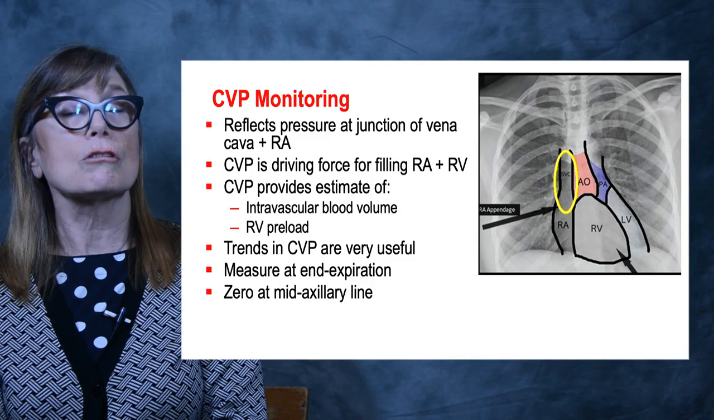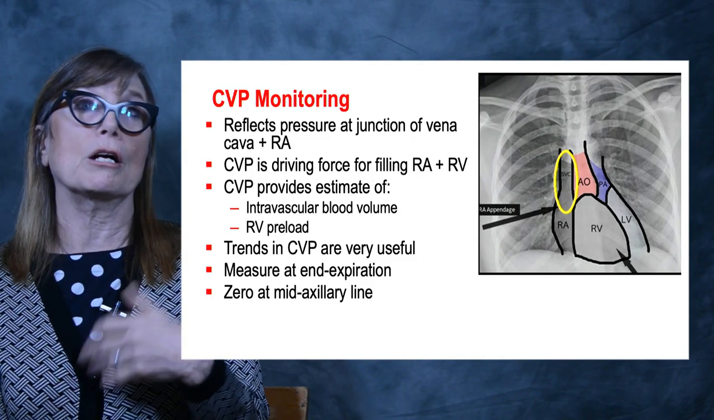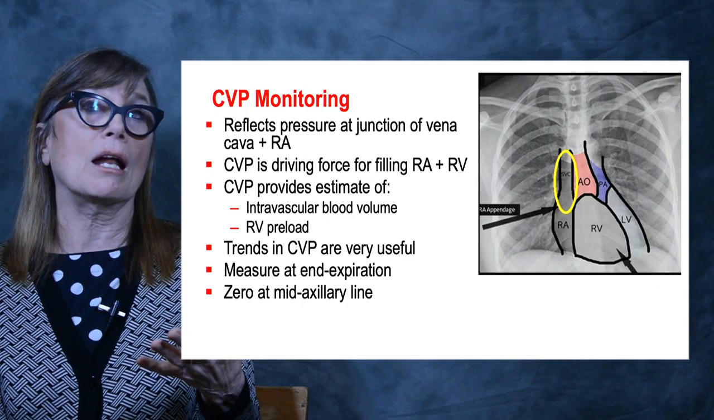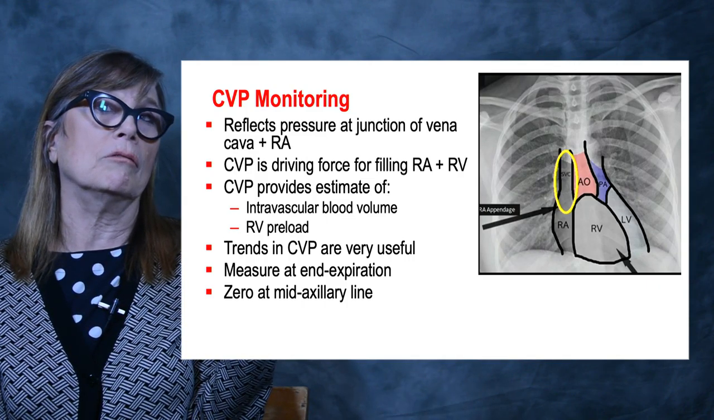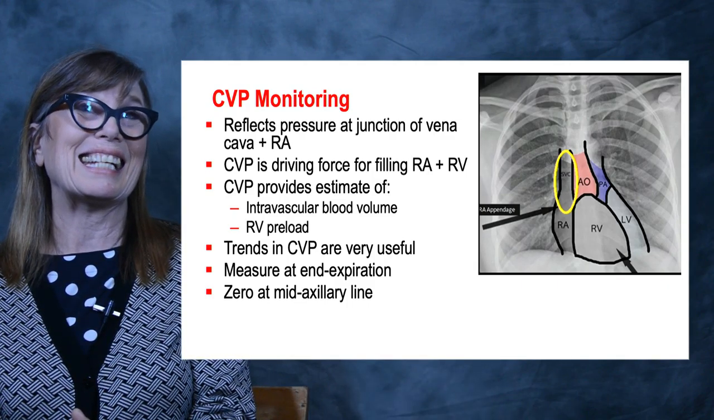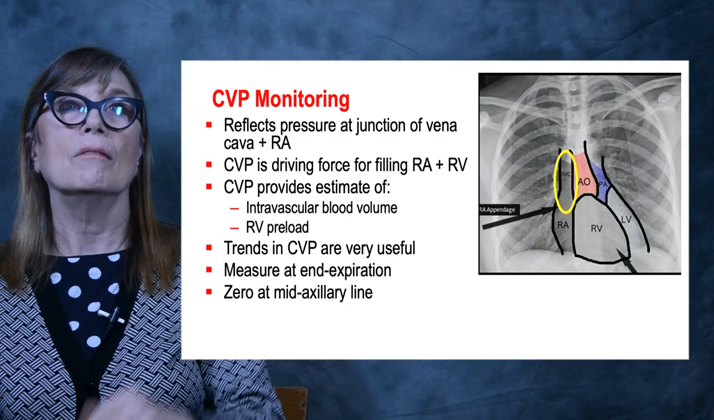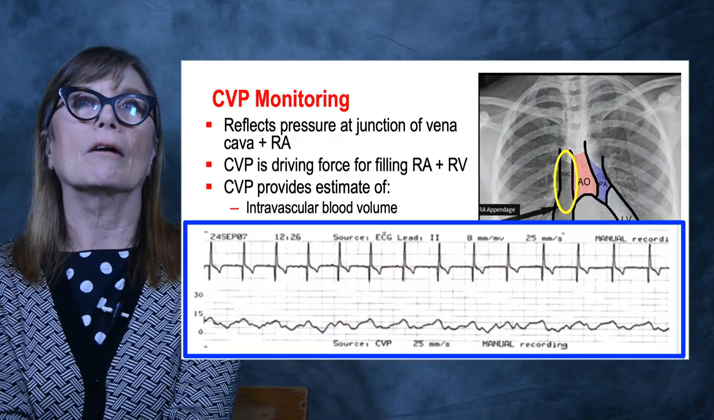We like to measure CVP at the end of expiration, which means you have to understand what the pressure is in the thoracic cage at end expiration. If you're breathing spontaneously, that's positive. If you're breathing with a ventilator, expiratory pressure is negative or more negative. And we always want to remember that we're going to zero at the mid-axillary line.